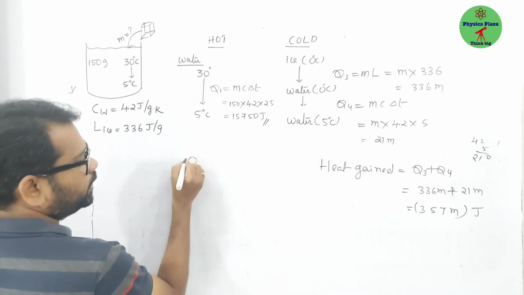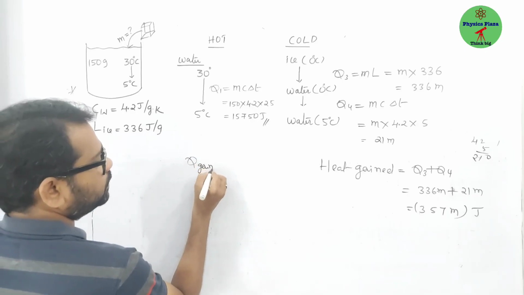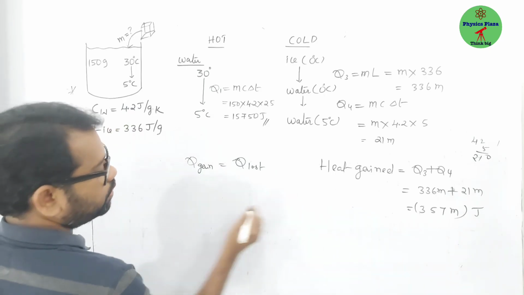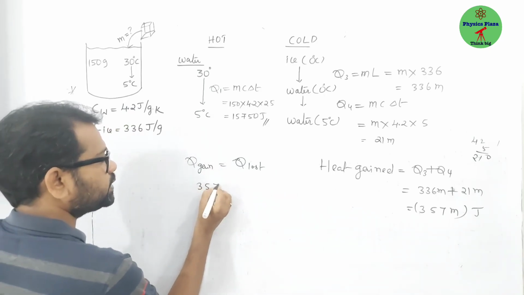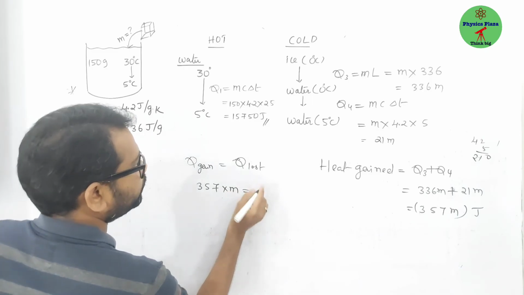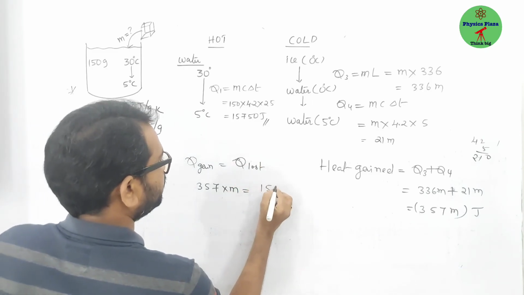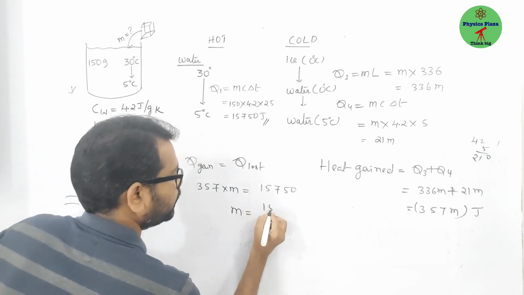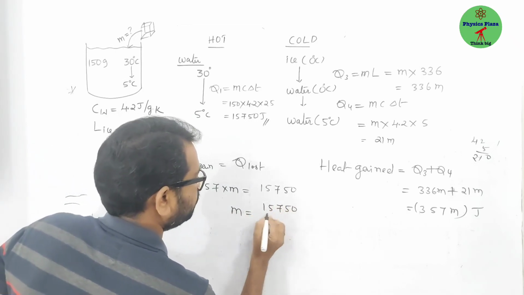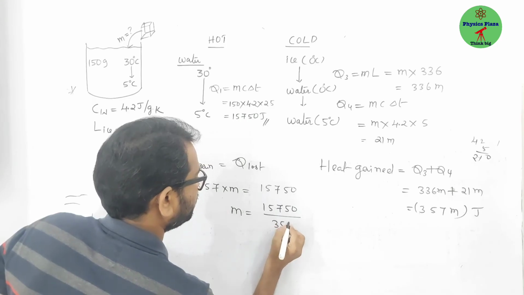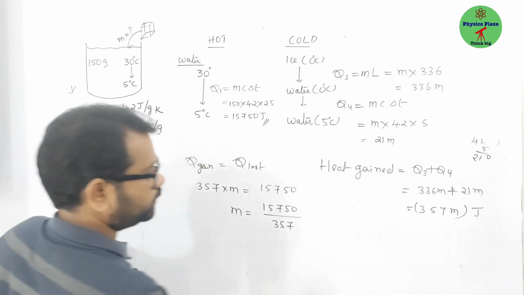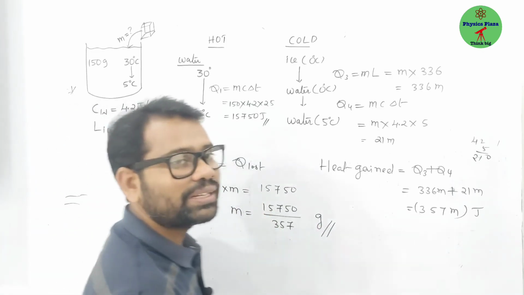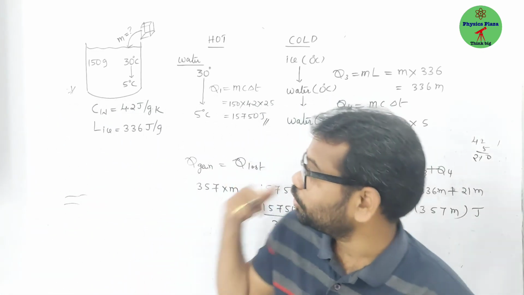So now heat gain is equal to heat lost. So heat gain is how much, children? 357 into m is equal to heat lost, 15,750. Now mass is equal to how much, children? 15,750 by 357. This is in grams. Just simplify this, that will be the answer. That's it, over. That's what I said, 2 numericals, children.